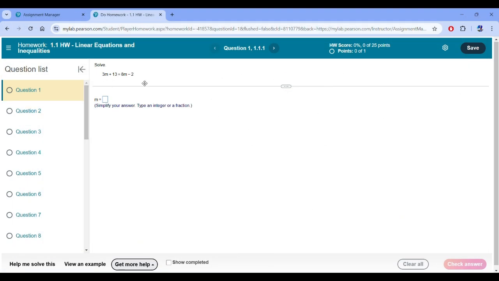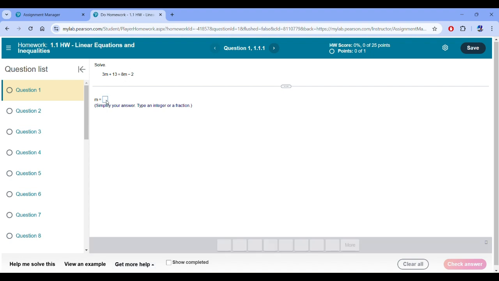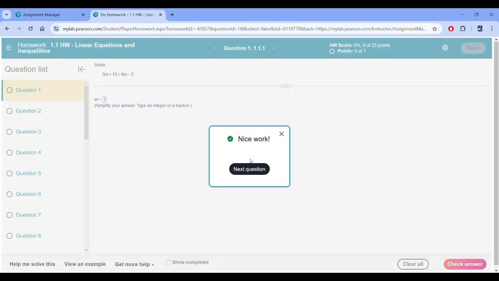Now, let's get into this. For this question, I'm hoping that this should be pretty self-explanatory. First thing that I would do is get the variables on the same side and then get my numbers on the same side. Between 3 and 8, I'm moving to the 3 because it's smaller. I need to subtract 3 from this side, subtract 3 from that side, and then I would add 2, so then we have 5m is equal to 15, so then m is equal to 3.